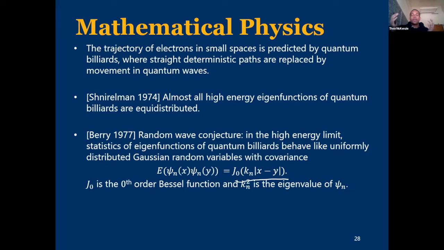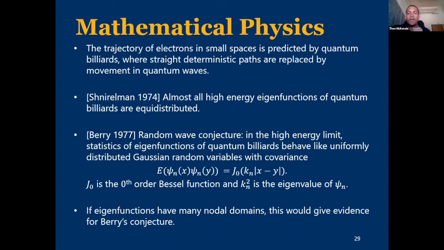So the general idea here is that if I look at a high energy eigenfunction for quantum billiards, and I take two points, then the statistics related to those two points are going to be the statistics of Gaussian random variables with some fixed covariance. Okay, so one implication of Berry's conjecture is that these eigenfunctions would have many nodal domains just from this random behavior. So another reason why we're interested in this question is in the discrete version, if we could show that there were many nodal domains, then this would suggest in some way Berry's conjecture in the discrete case.